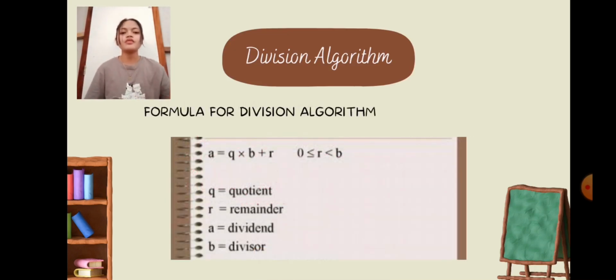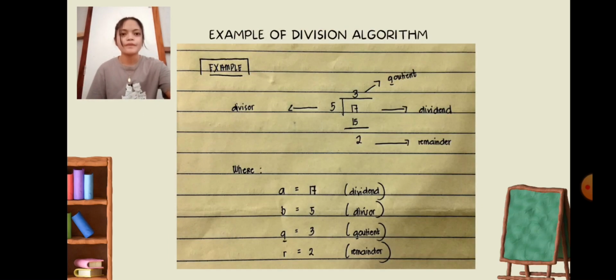So we have here the formula for the division algorithm, for us to really understand what is the division algorithm and how to solve this. We have A equals Q times B plus R. Q stands for the quotient, R stands for the remainder, A for the dividend, and B for the divisor. So we have here an example of the division algorithm.